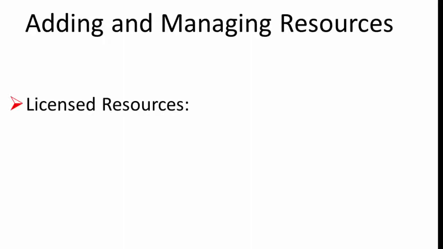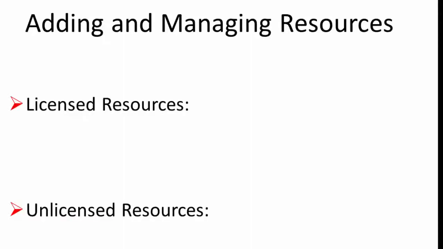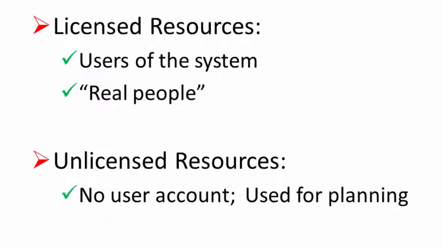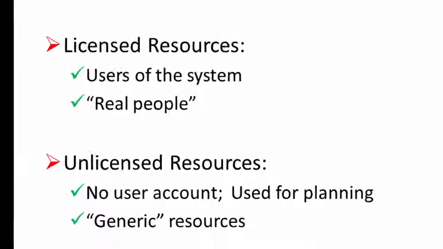Today we'll be looking at how to add and manage resources in Bijingo. Resources can be added either licensed or unlicensed. Licensed resources are people who have a user account and log in and use the system. Unlicensed resources don't have user accounts and so can't log into the system, but can be used for planning purposes. Today, we'll talk about a type of unlicensed resource called a generic resource. So let's get started.